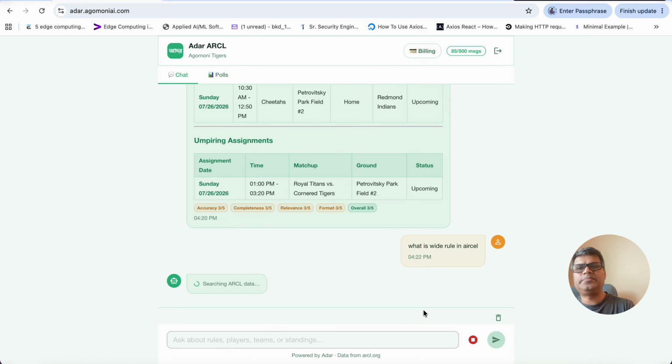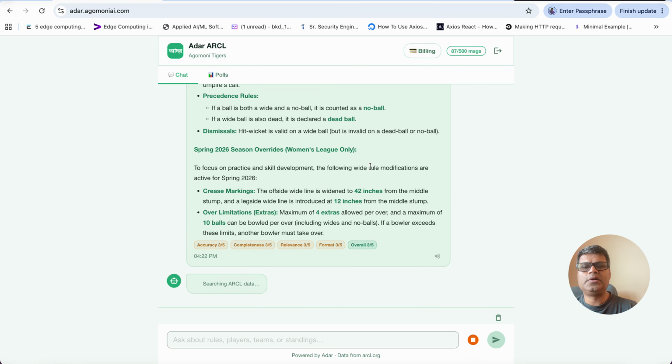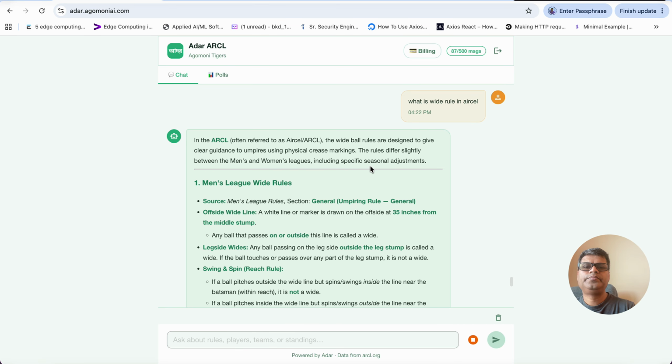See, what happens is, I asked the question, what is the wide rule in ARCL, right? And then it is searching, right? There might be some typo-related stuff. In the ARCL, the wide ball rules are designed to give clear guidance to umpires using physical crease markings. The rules differ slightly between the men's and women's leagues, including specific seasonal adjustments. 1. Men's league wide rule source: men's league rules, section general, umpiring rule. General offside wide line: a white line or marker is drawn on the offside at 35 inches from the middle stump. Any ball that passes on or outside this line is called a wide.